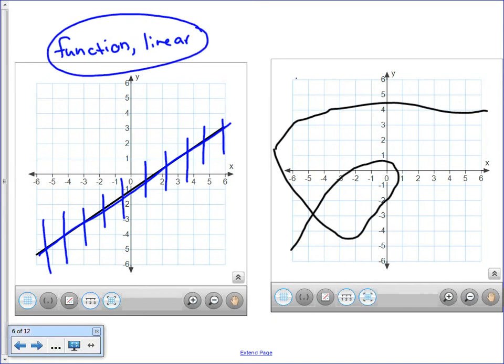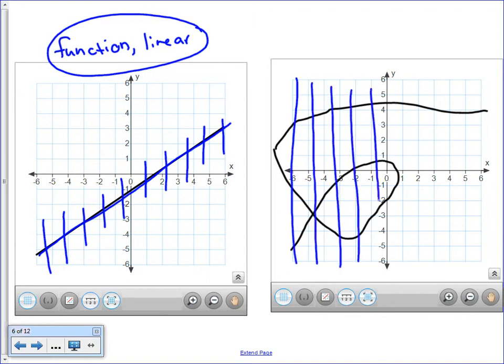This one here, let's do our vertical line test. Is there a vertical line or more than one? There just needs to be at least one. Then we can see that there are plenty of lines that go through more than one point. Here, there, and so on and so forth. So that one is not a function.